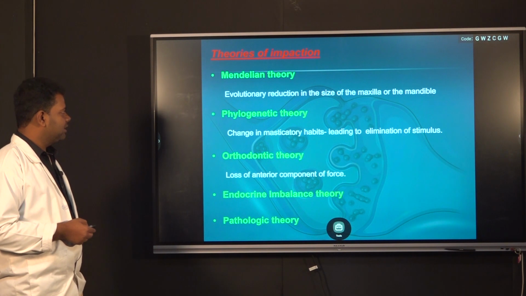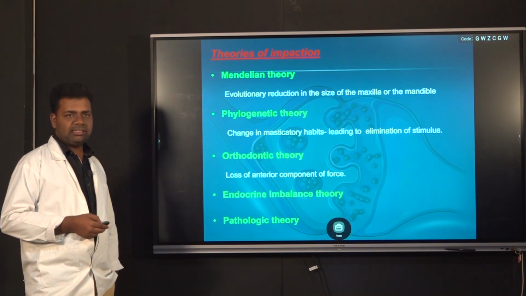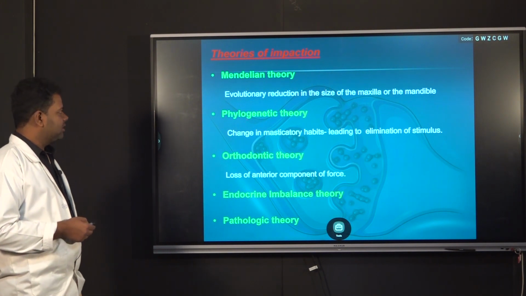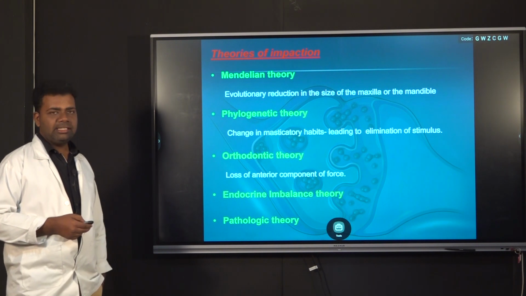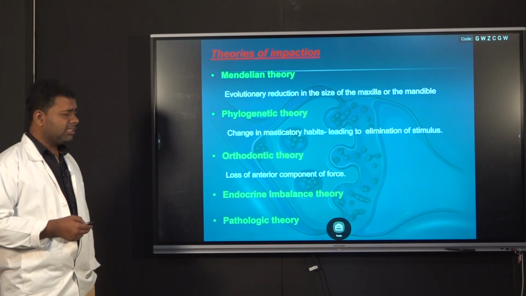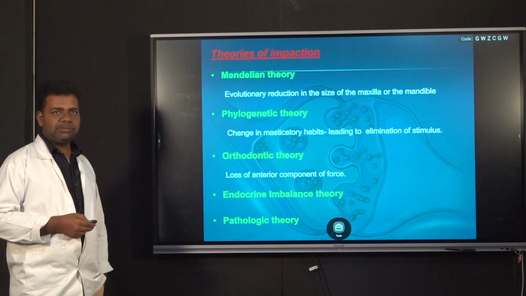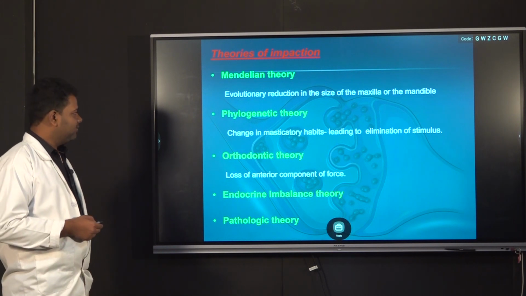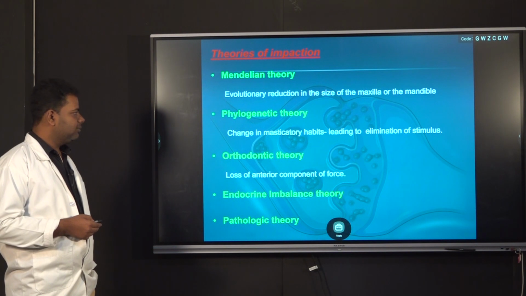And these are the following theories, and these are only hypotheses, theories that are not proven. First comes the Mendelian theory. According to the Mendelian theory, evolutionary reduction in the size of the maxilla or mandible can lead to impaction because of a decrease in the amount of jaw. And also the phylogenetic theory states that changing masticatory habits leads to elimination of stimulus.